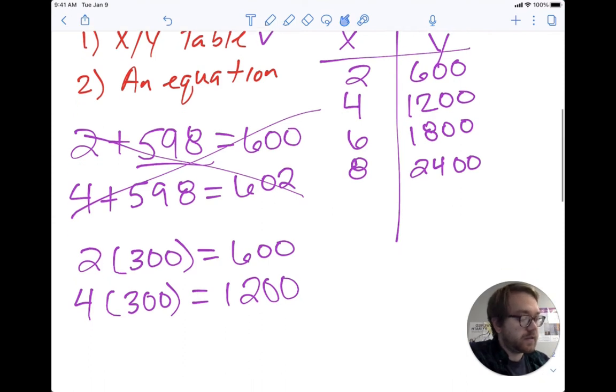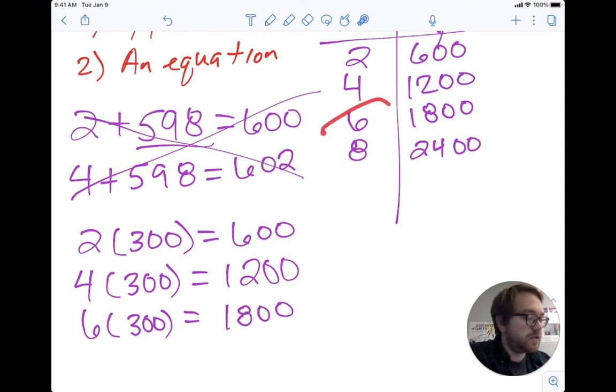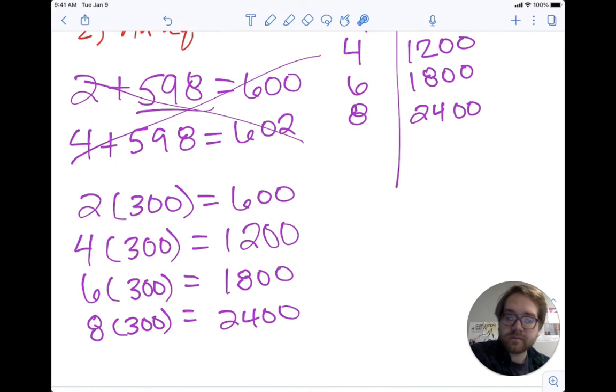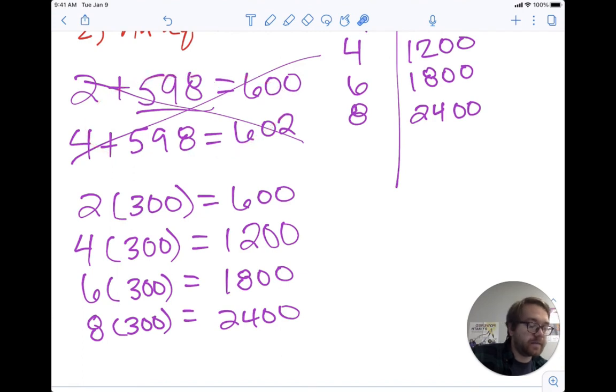Well, that's good. That worked. All right, now what's 6 times 300? That's 1800. Perfect. That's what we needed. We needed to turn a 6 into an 1800. And last one, what's 8 times 300? Your calculator would tell you 2400, okay, which is what we needed right here. So each time, I took each of my x values times 300, and that gave me my y values. So that's the pattern that works for all of them. Remember, it has to work for all of them. So it didn't work to just add 598. We had to multiply by 300 in order to get to our y values.